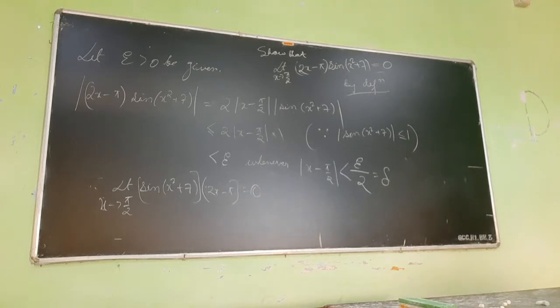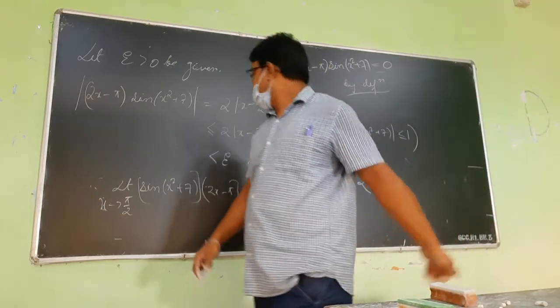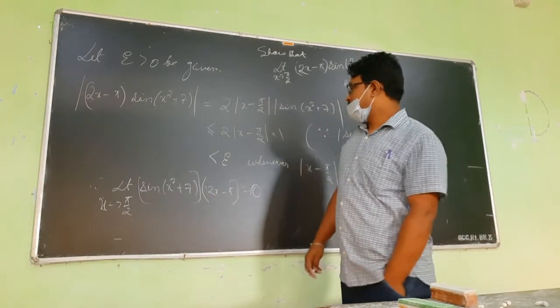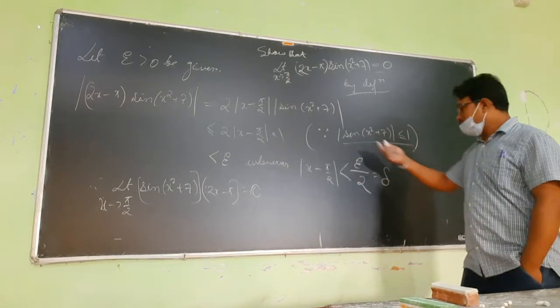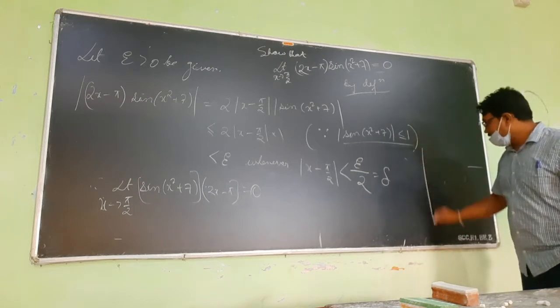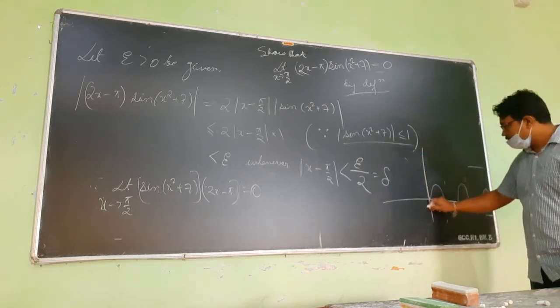Limit x tends to a, this is 1 by x. Since sine of x square plus 7 is less than 1, this is the property of the sine function. What is the graph of sine? It is the fact sin x. Okay, this is sin x.